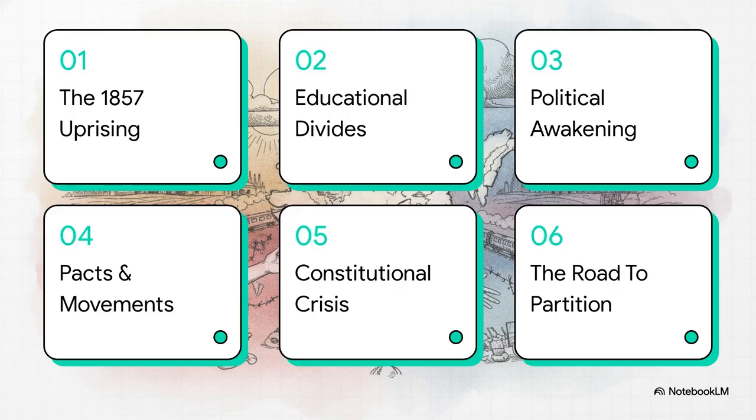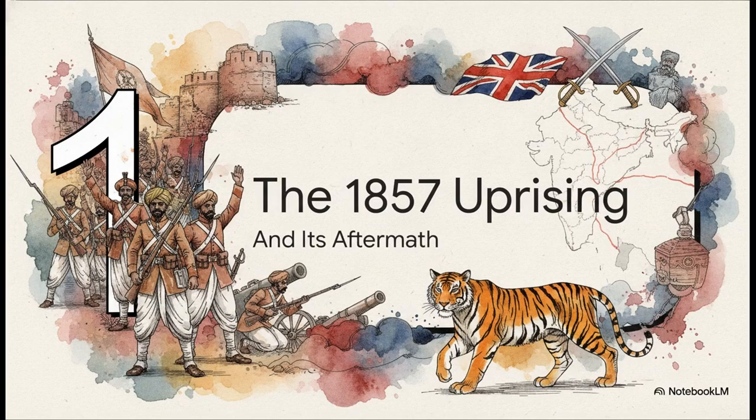We'll start with the 1857 Uprising and its aftermath, move through the educational and linguistic divides, the early political awakening, pacts and movements, the constitutional crisis, and finally, the road to partition. All right, kicking things off with Section 1, the 1857 Uprising and Aftermath.